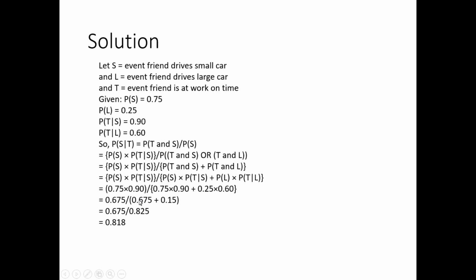So on bottom, it's adding together both probabilities of being on time if you drive the small car and large car. When these two get combined, I get 0.825. This 0.675 is the probability that you're on time with the small car. If I divide that by the total probability that I'm on time, I get to the correct final answer of 0.818.